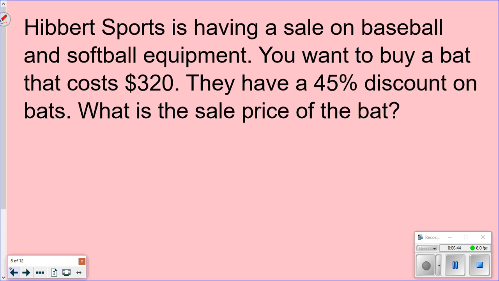So Hibbert Sports is having a sale on baseball and softball equipment. You want to buy a bat, it costs $320 and they have 45% off right now. They want to know what the sale price is. So why don't you go ahead and try to figure this out, whether you use the proportion method or the equation method, and then I want to know what the final price is of that bat.